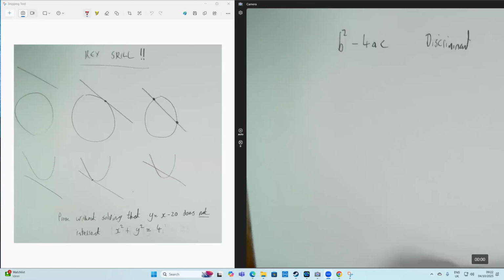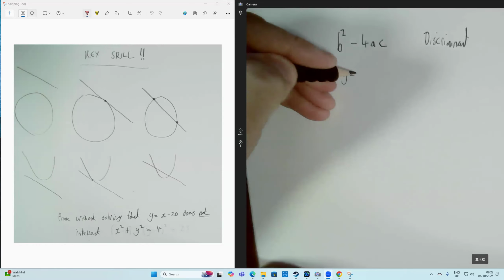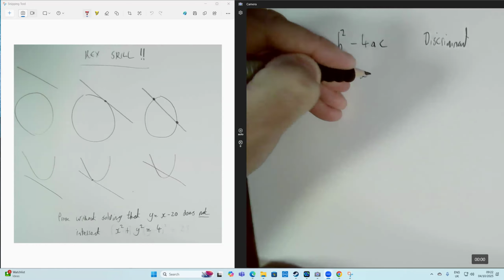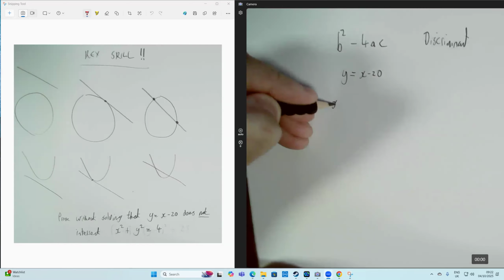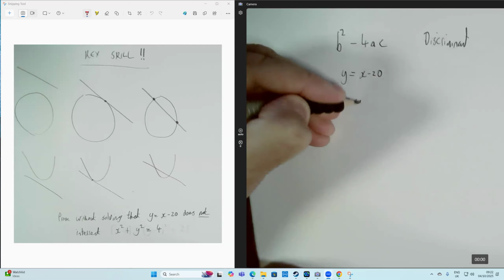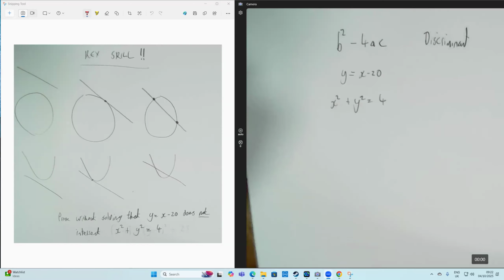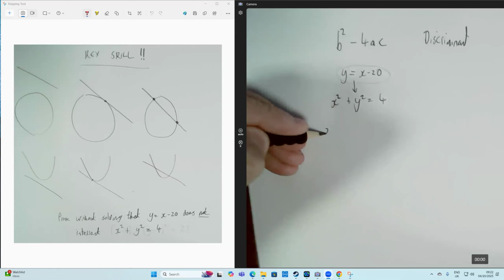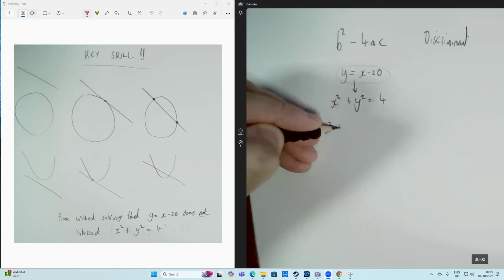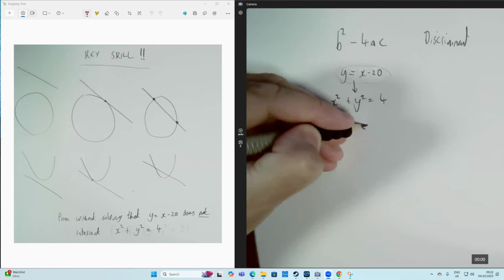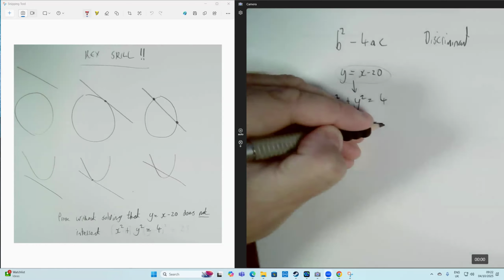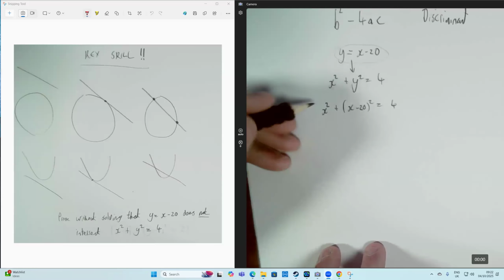When you get this, what you need to do is take the equation of the line, in this case y is equal to x minus 20, and sub it into the equation of the circle, x squared plus y squared equals 4. That's going to give us x squared plus (x minus 20) squared is equal to 4. So let's expand that and see what we get.